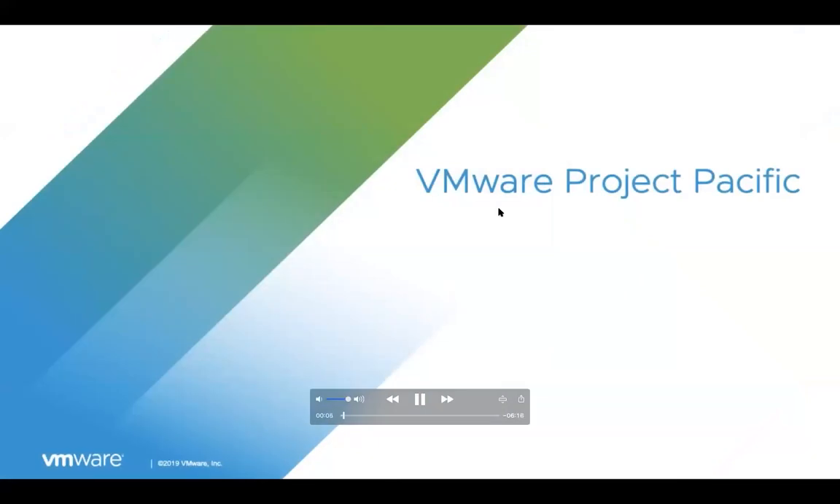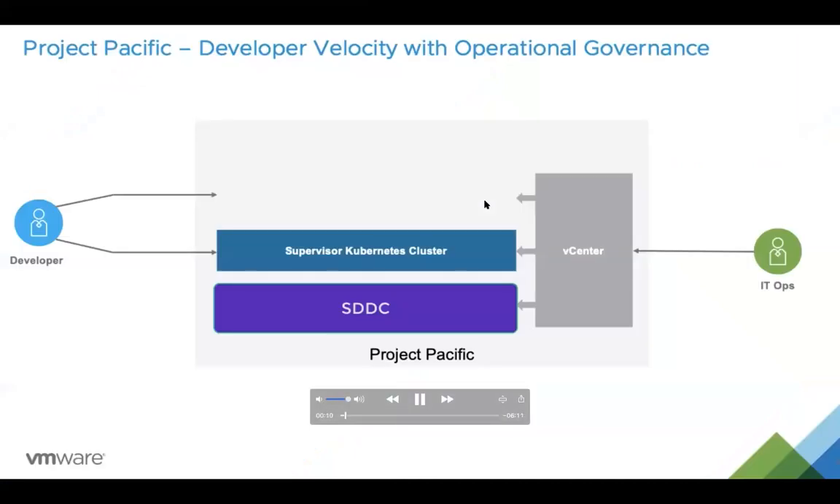I'm Michael West with VMware. This is an overview of Project Pacific. Project Pacific fundamentally changes how developers get access to vSphere infrastructure and how IT operations provides governance. Kubernetes is now part of vSphere and is referred to as the supervisor cluster. Kubernetes pods deployed on the supervisor cluster run directly on ESXi in a new container runtime that provides the security and performance of a VM with the small footprint and fast startup of containers.